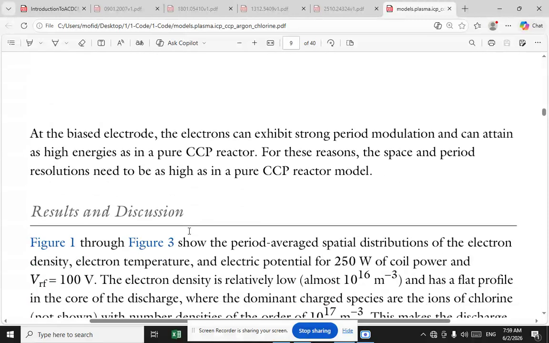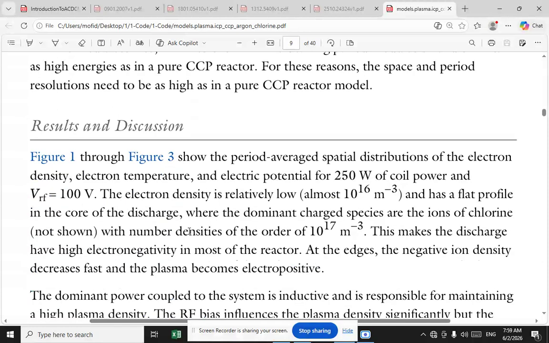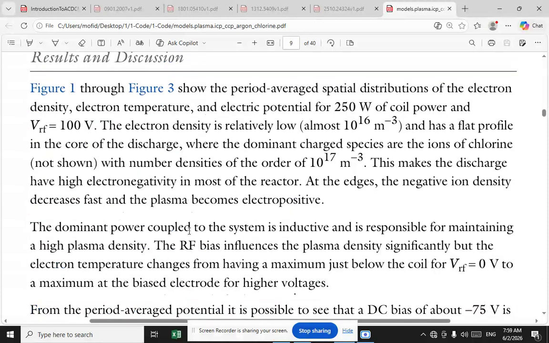At the bias electrode, the electrons can exhibit a strong period modulation and can attain as high energies as in a pure CCP reactor. For these reasons, the space and period resolutions need to be as high as in a pure CCP reactor model. Now I want to go through the results and discussion.